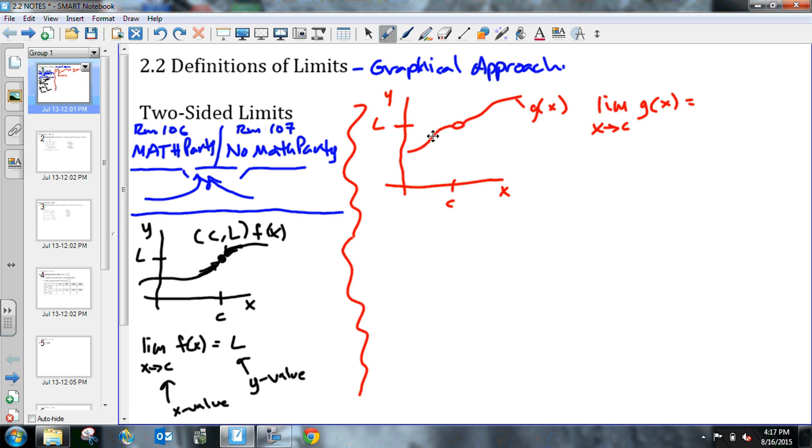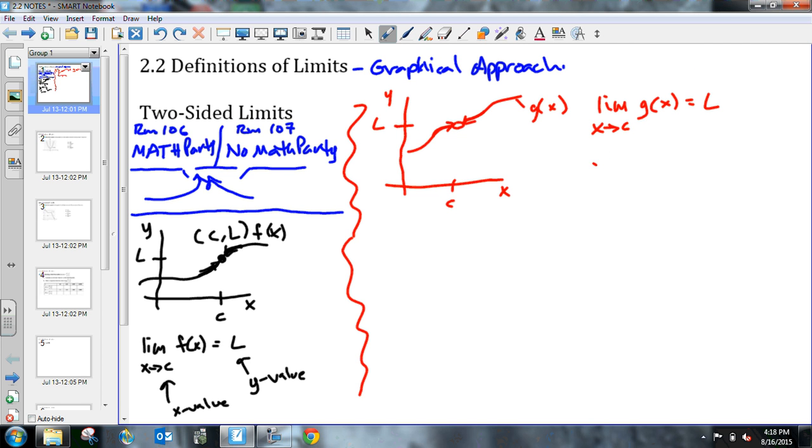What's going on? If I approach c from the left and from the right, I'm still trying to figure out what point we are approaching. Now there's a hole here, and the hole means that every other point along this graph has a y value except for at c. However, as we approach this x value from the left and from the right, we are approaching the same y value L. So I can, again, write this limit statement, that we do have a limit at c.